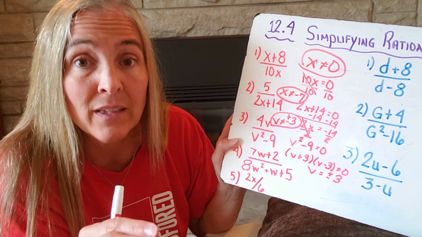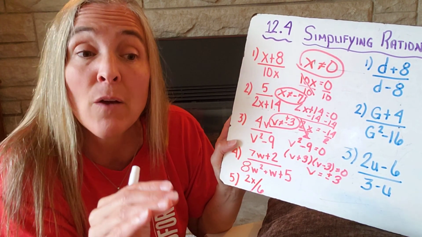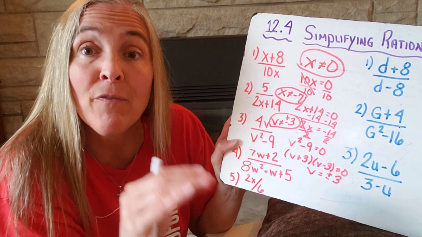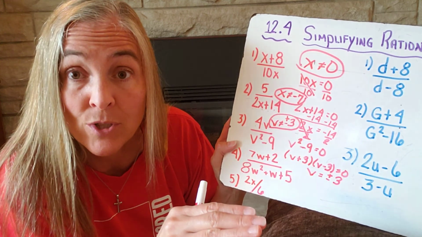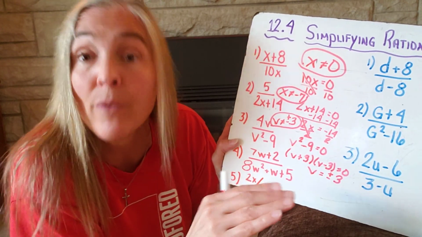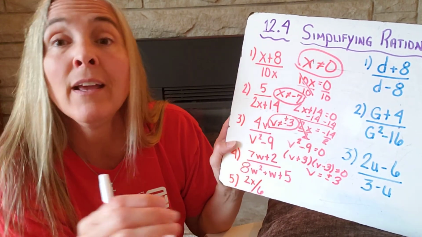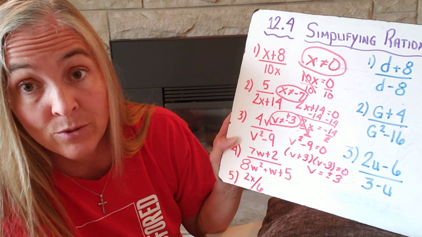Remember, the discriminant lesson said that if b squared minus 4ac is less than 0, you aren't getting any real solutions. If b squared minus 4ac is equal to 0, then you do have one real solution. And if b squared minus 4ac is greater than 0, then you would have 2 real solutions.